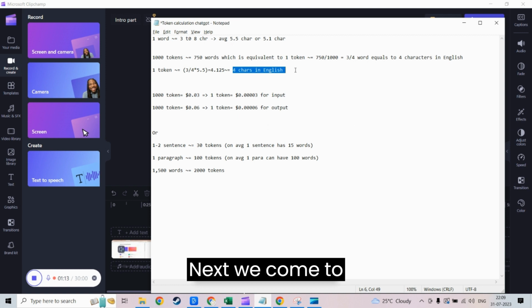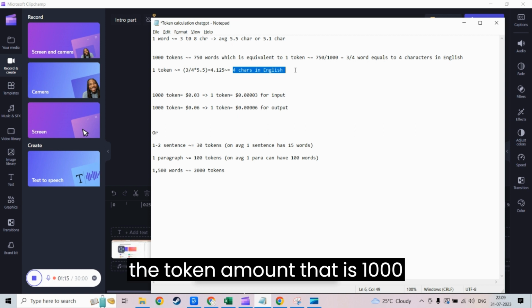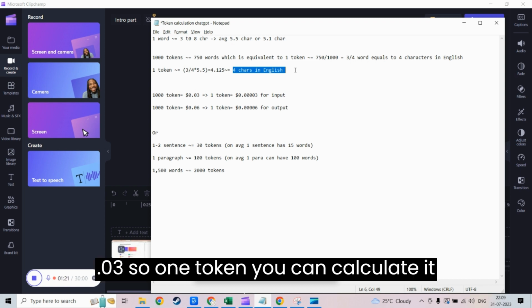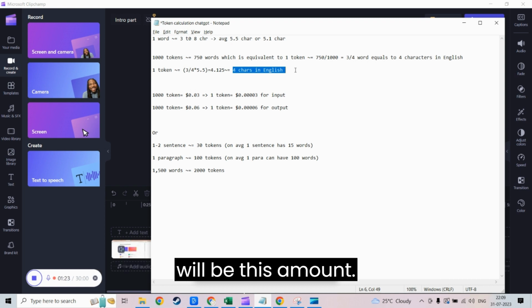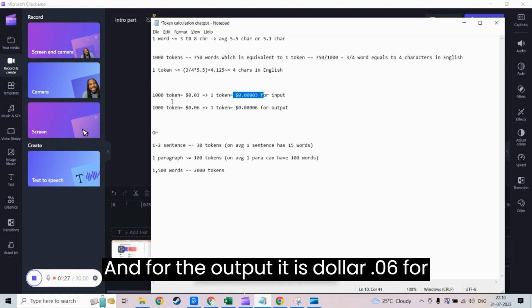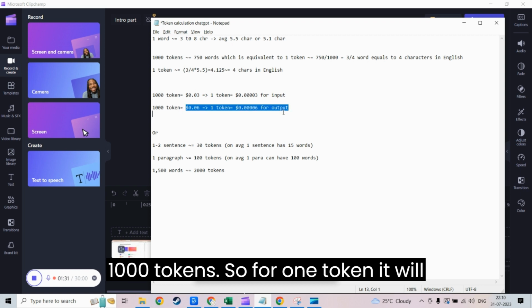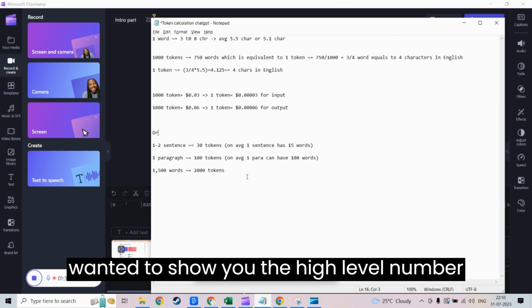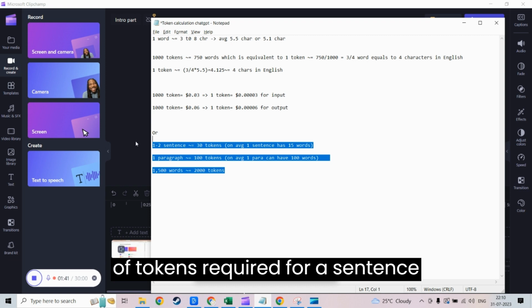Next, we come to the token amount, that is 1000 tokens equals $0.03. So one token you can calculate, it will be this amount. And for the output, it is $0.06 for 1000 tokens. So for one token, it will be like this. We calculate it.